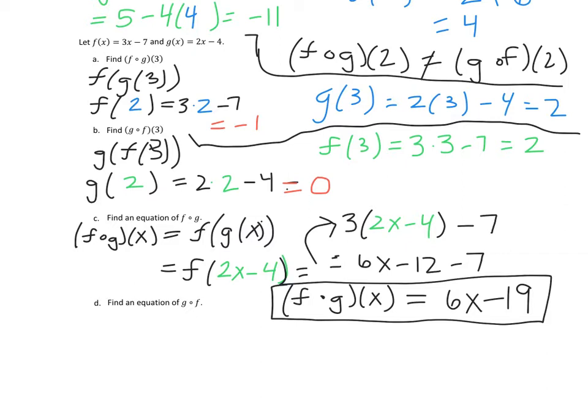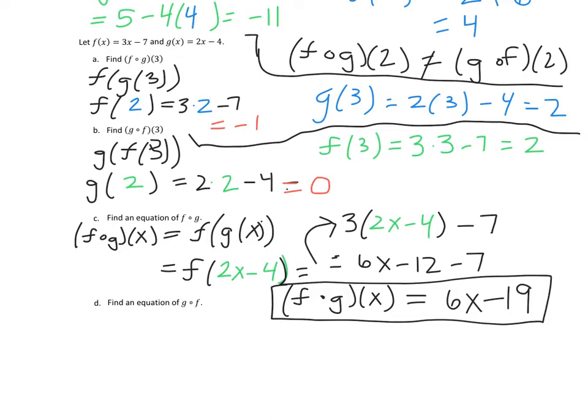And there you go. And notice, let's go back to part A, if we were to plug in 3, well, 6 times 3 is 18, minus 19 is negative 1. And that's exactly what we got in part A. If we were to actually plug in the 3, we would also get negative 1. 6 times 3 is 18, 18 minus 19 is negative 1.